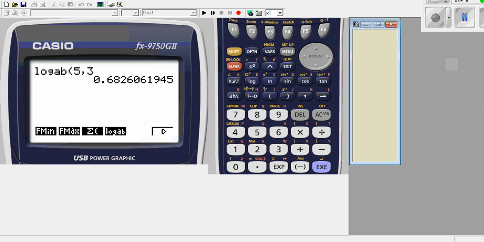I have seen calculators where you have to reverse that order, and you have to type in the thing you're taking the log of first and then the base last. So make sure you get the right answer. Check your calculator. I don't know how to use every single calculator. You have to figure it out a little bit.